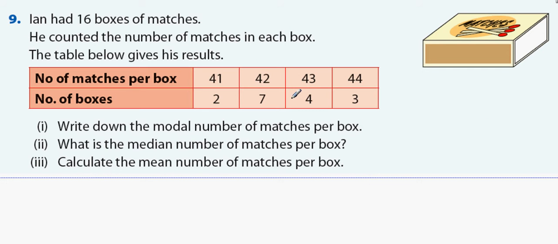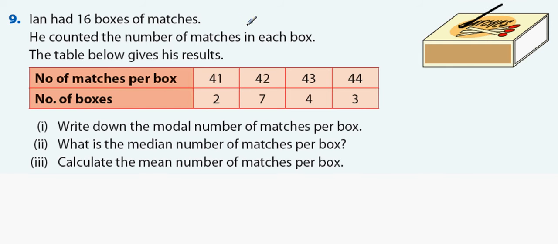Okay, so the modal number. Ian had 16 boxes of matches. He counted the number of matches in each box. The table below gives his results. So what we can say is the most popular number: 7 boxes had 42 matches. So that means that 42 matches is going to be the modal number. The modal means the most common, or the mode. The most common result was 42. So that means the answer to the first part is going to be 42.